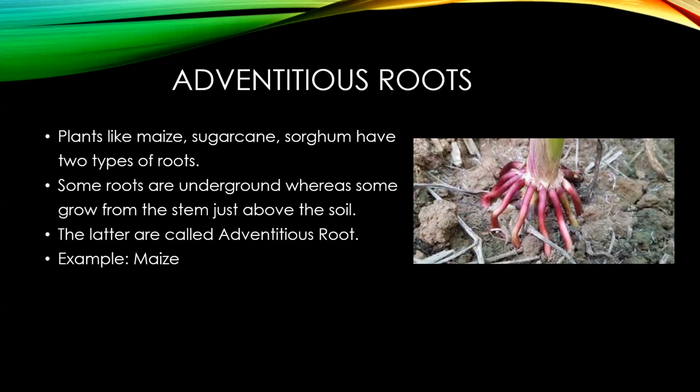Here we can see some roots growing above the stem. So such kind of root is known as adventitious root. Example, maize.